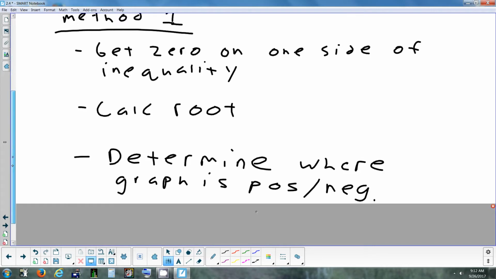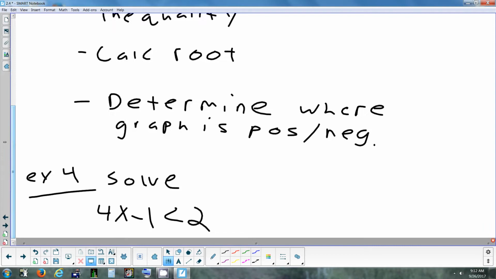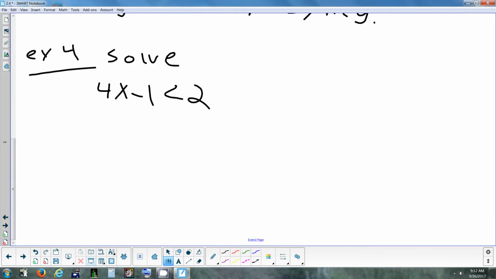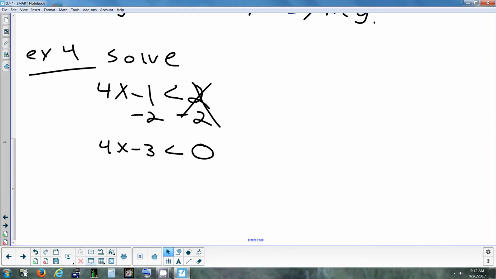All right, let's try it, and then I'll show you method 2 after. Okay, so this one we're going to get 0 on one side. Well, Abby, how would I get 0 on one side? Subtract 2. Okay, subtract 2, subtract 2. Now, because I subtracted, should I flip? Flip the sign, Trevor? No. No, we don't flip the sign when we subtract, only when you divide or multiply by a negative. Okay. So now, we've got 0 by itself.